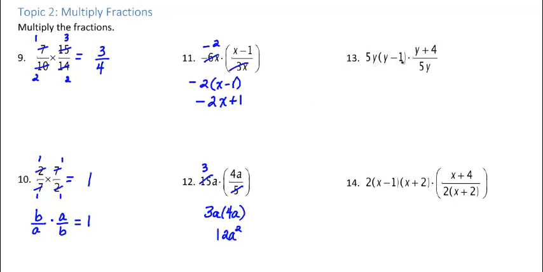5y times y minus 1 times y plus 4 divided by 5y. Notice that the 5y divides out. So we're left with y minus 1 times y plus 4. We have to multiply those two binomials to get y squared plus 4y minus y minus 4. So remember, I'm just doing the first, outer, inner, and last. Combining like terms gives us y squared plus 3y minus 4.